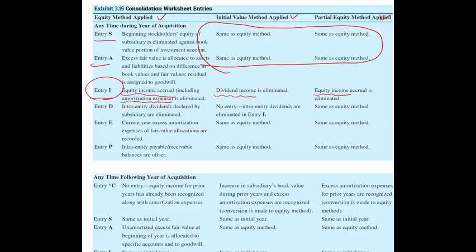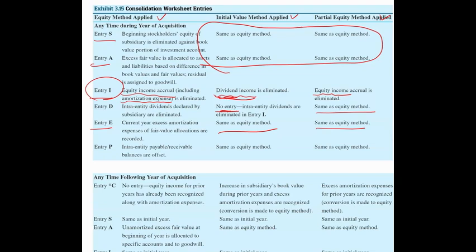Next one, entry D. For entry D, the equity method and partial equity method are the same, but for the initial value method, because dividends have already been taken care of in entry I, there's no entry D in the initial value method. And the next one is entry E. Entry E is to adjust for those annual amortization. So all three methods are the same.